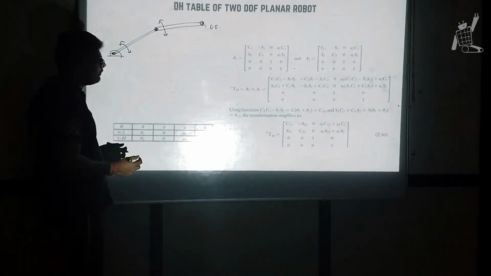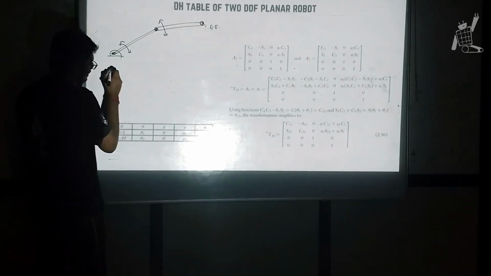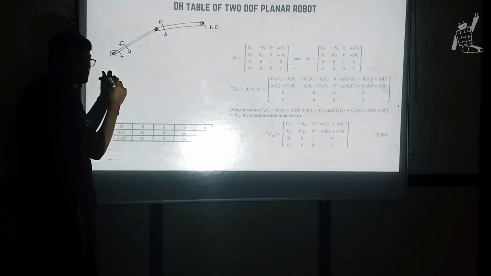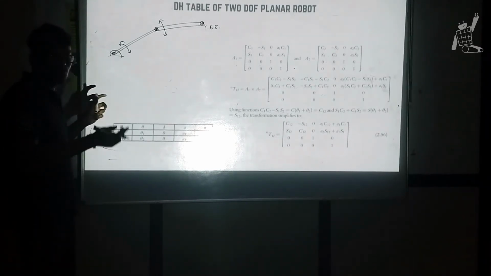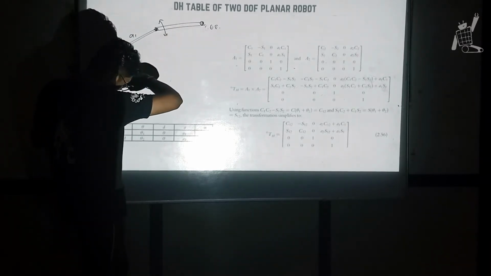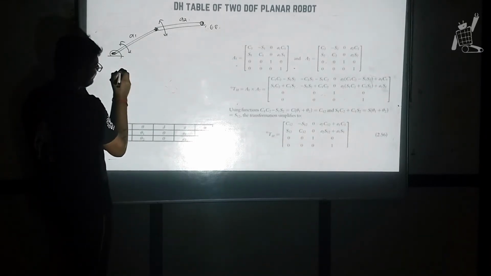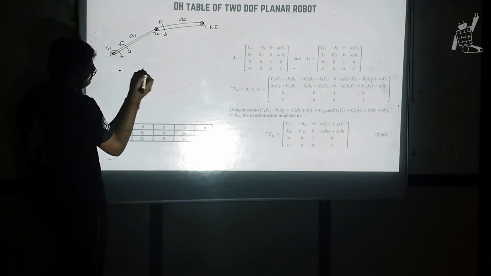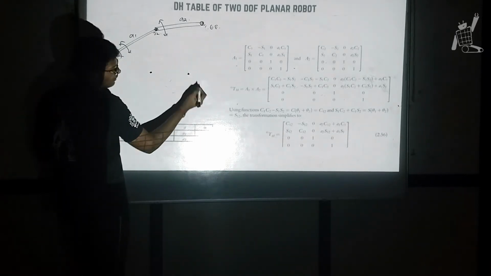By writing the DH, we usually follow the simplified representation. We will stretch it along this direction. The simplified representation will be: we just put dots for joints, and links we mark L1 and L2, which will be a1 and a2. This is joint 1, and this is joint 2.